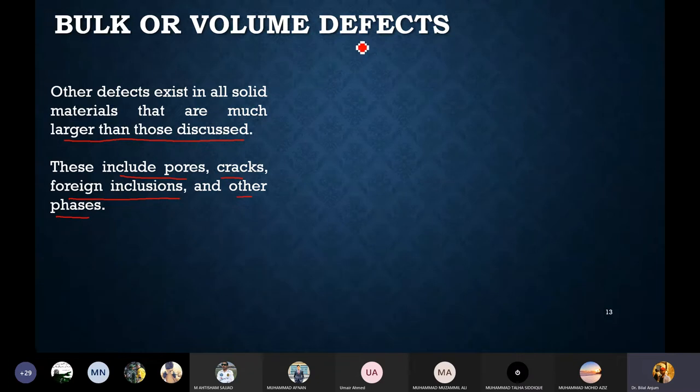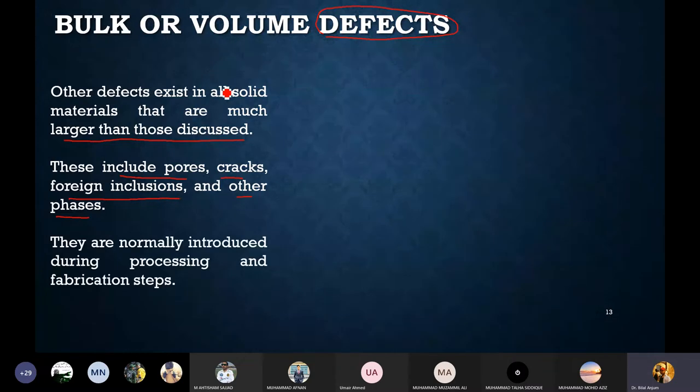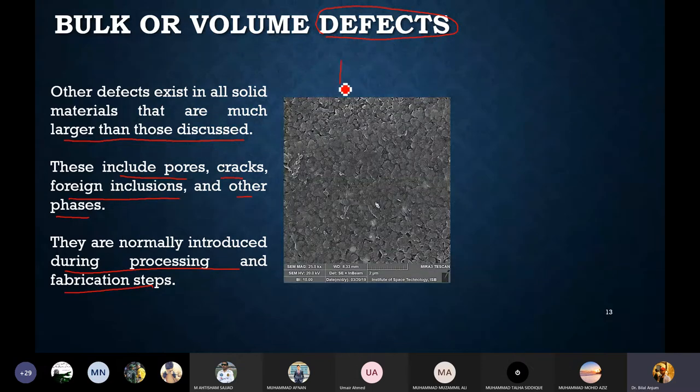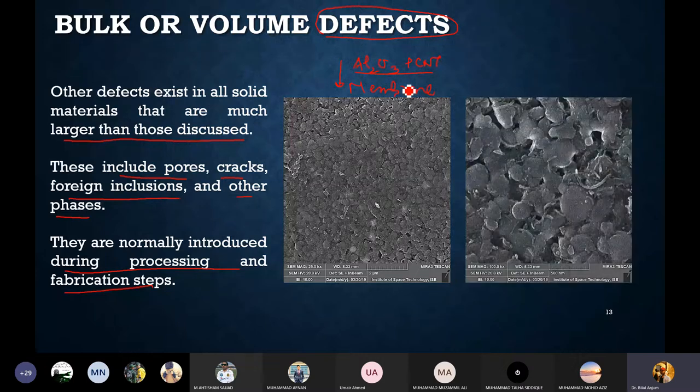Now, as I mentioned, the term defect is not necessarily a disadvantage in materials. For example, the image that I'm about to show you is an electron microscope image, and it shows that certain defects are introduced during processing and fabrication steps in order to have the desired properties. For example, this is an electron microscope image of an alumina plus CNT membrane. If you look at a higher magnification, you would see these as the CNT particles.